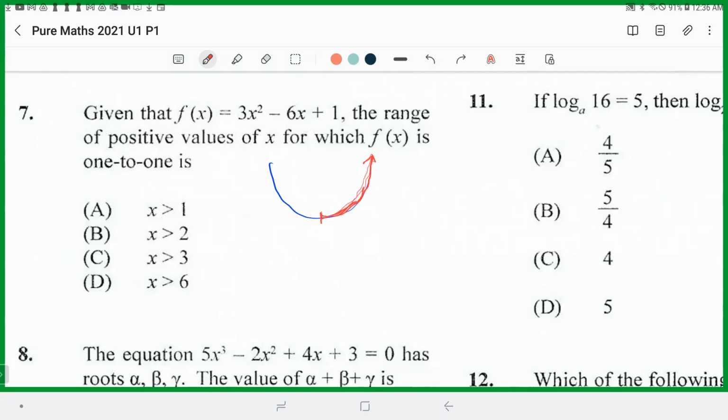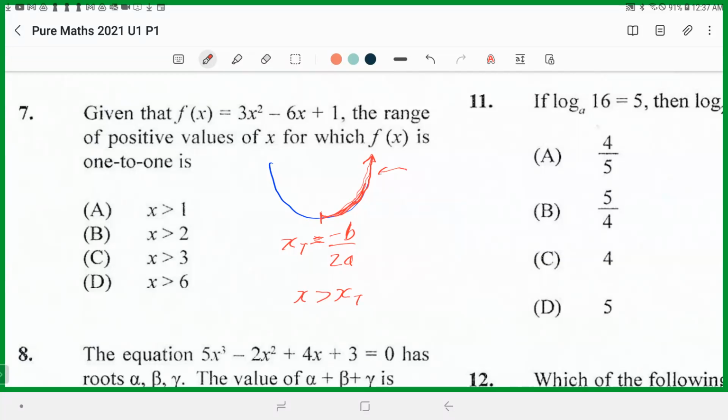Or you can calculate the x value at this point. The x value at this point, called xt, is minus b over 2a. That's the formula for the x value at the turning point. You can use that instead of completing the square. So x is going to be greater than this. X is going to be greater than that x value at the turning point. That's what you want. You want x to be greater than the x value at the turning point for it to be 1 to 1.